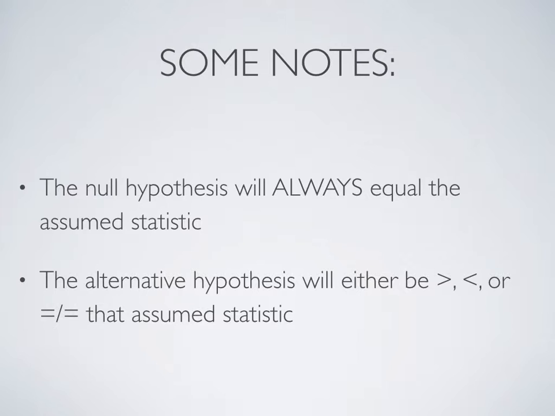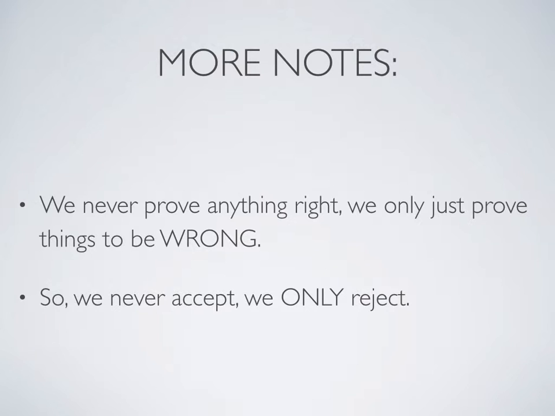So some notes. The null hypothesis will always equal the assumed statistic, and the alternative hypothesis will either be greater than, less than, or not equal to that statistic. Which makes sense because the null hypothesis is our status quo. We're assuming that our null hypothesis is equal to this population parameter, and the alternative hypothesis would either be less than, greater than, or not equal to that population parameter.